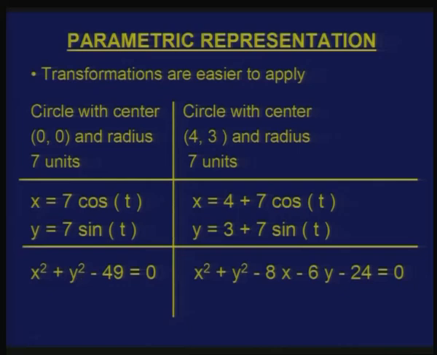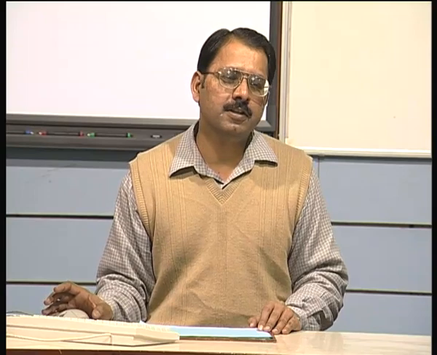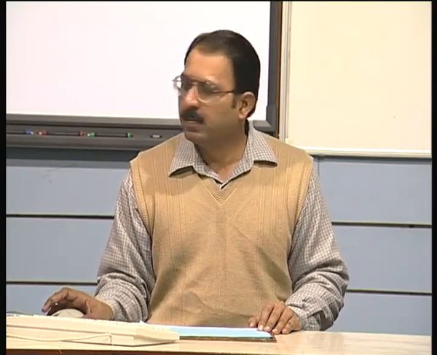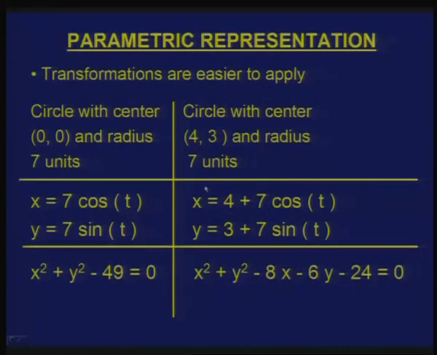Now, this circle is moved such that the center is now at 4 and 3 instead of 0 and 0. When you do a transformation, the circle has been moved to another place, but the shape and size have not changed. The only thing is that it is now at a different position with reference to the Cartesian coordinate system which I have chosen. What happens to the equation? In the parametric equation, you simply add the translational variables, that is, it is moving 4 units in the x direction and 3 units in the y direction, directly to the parametric representation. The right hand side denotes the shape and size of the entity you are representing, whereas 4 and 3 are the translational or transformation variables.